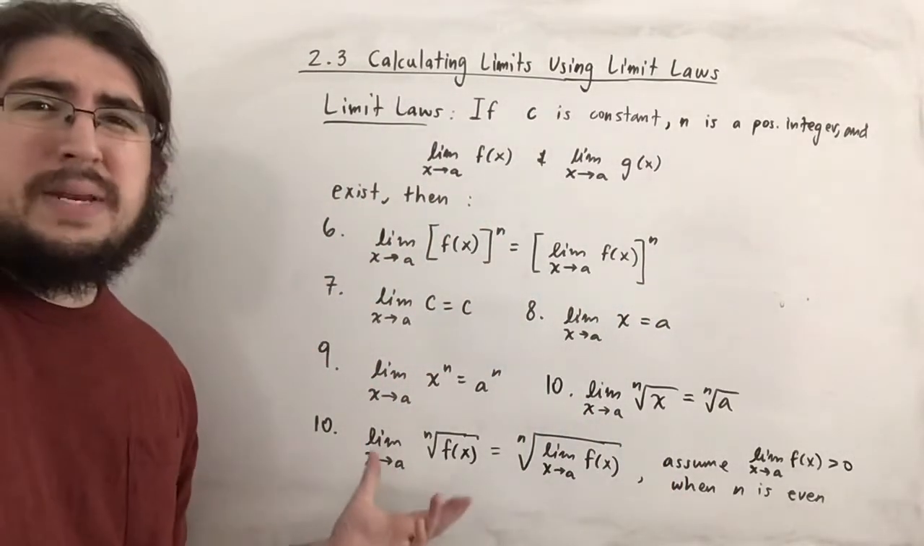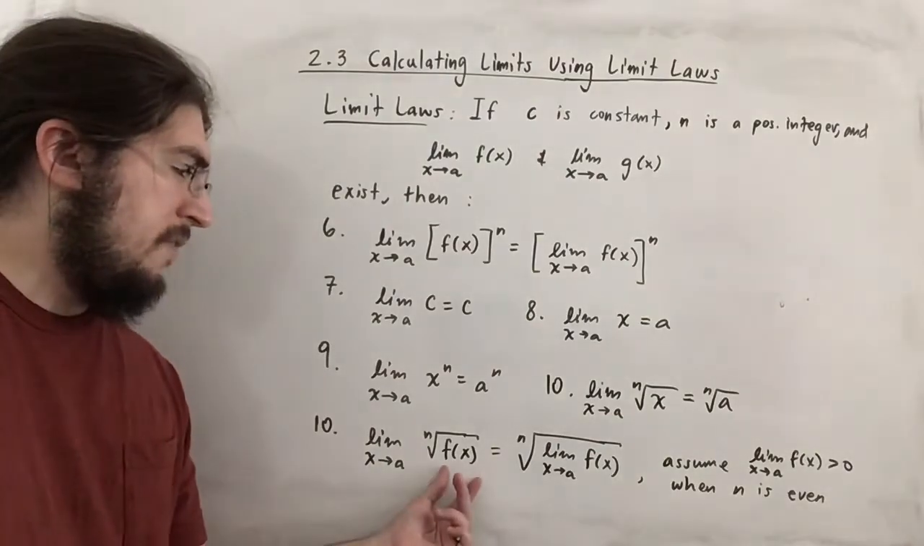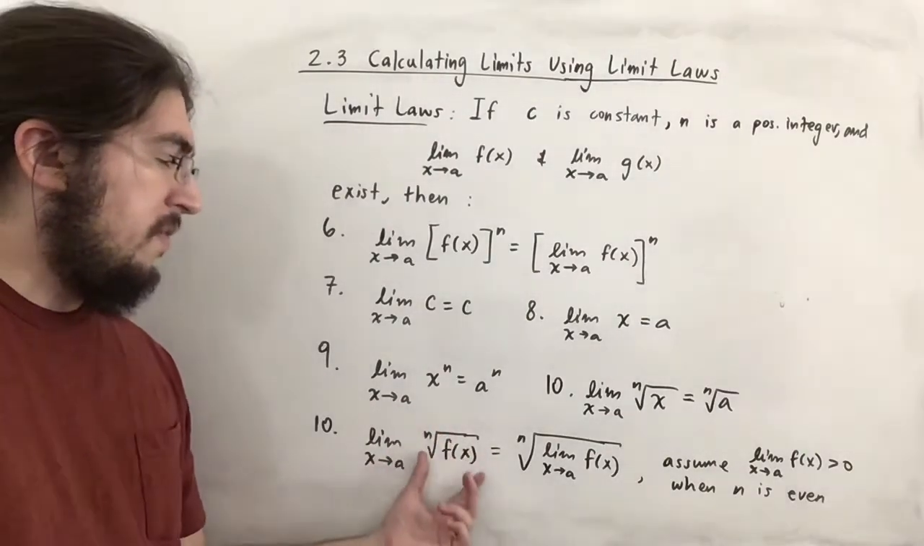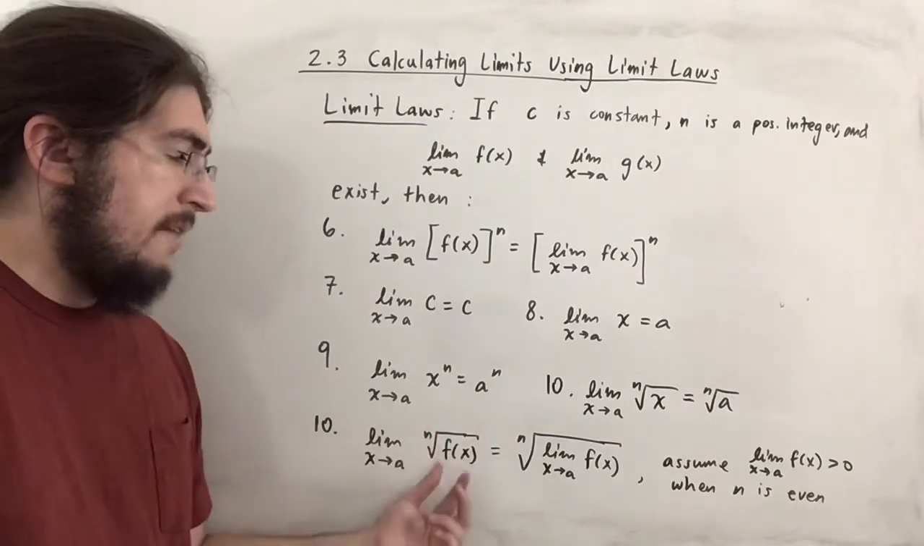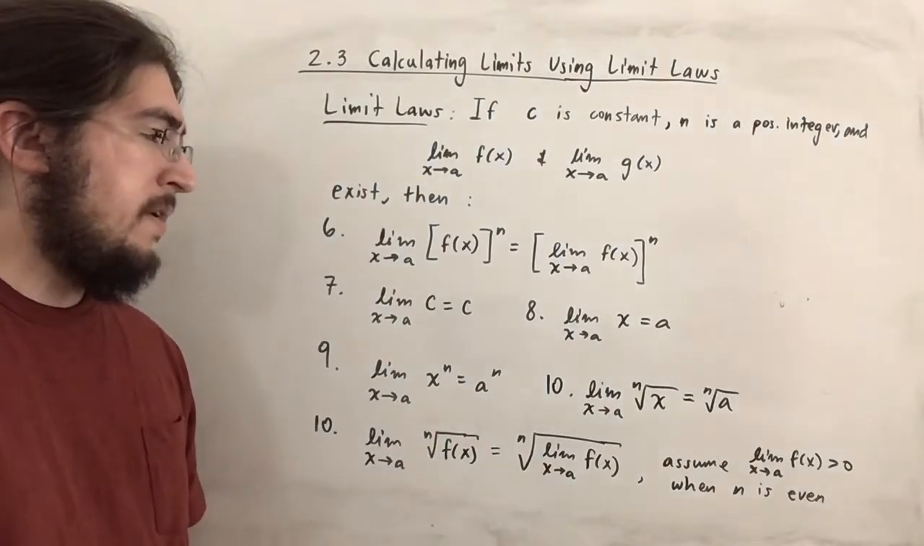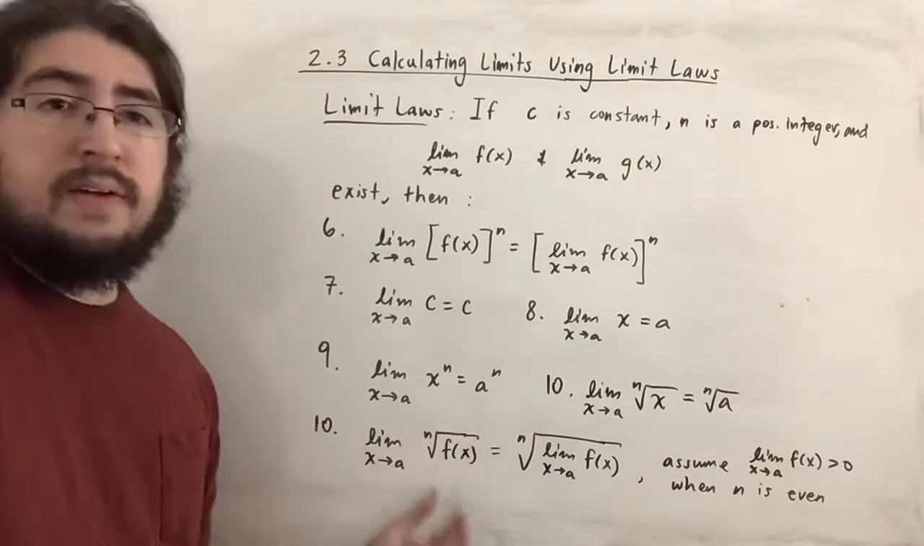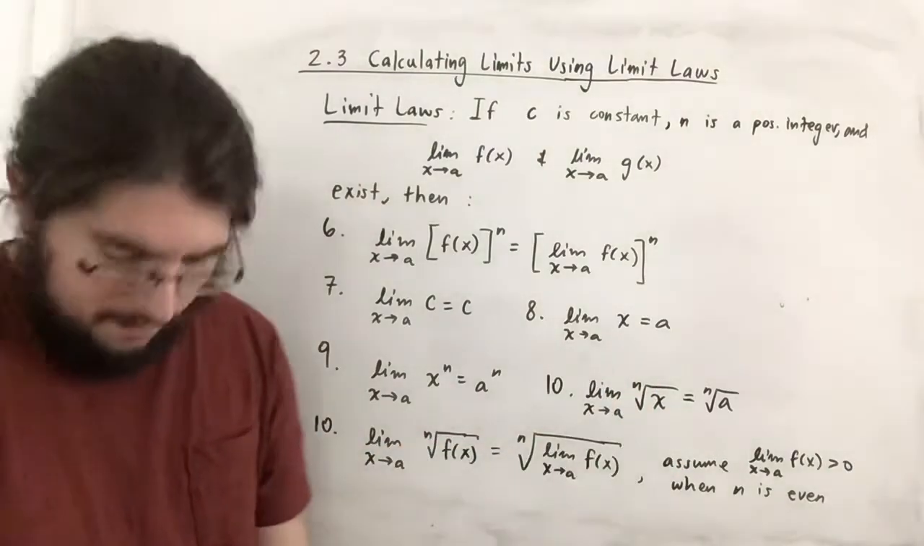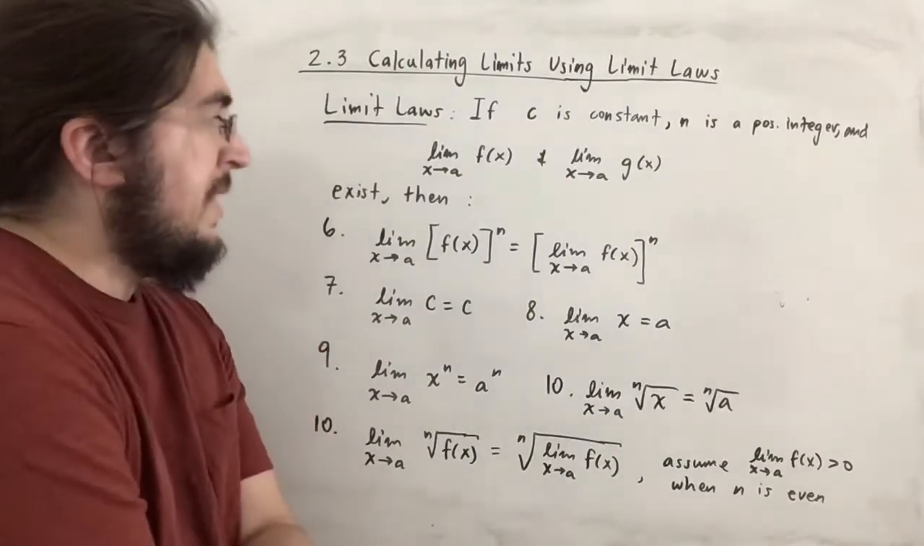Good, but it kind of makes sense because otherwise the nth root of f of x, if n is even, won't ever make sense if f of x is negative. So we're assuming f of x attains only positive numbers, so the limit should be positive as well. But anyways, I'm just kind of throwing that out there.